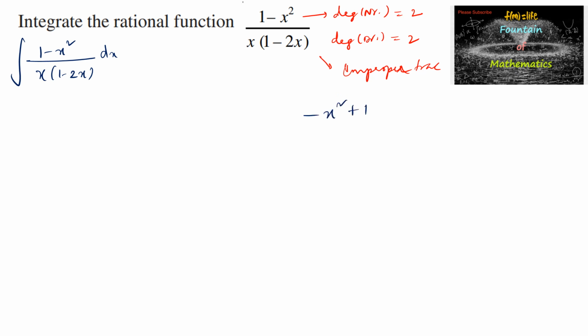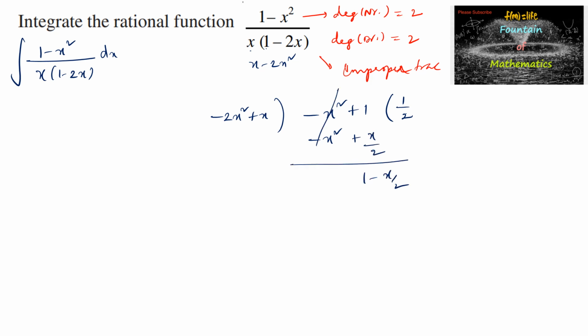Minus x square plus 1 divided by x into (1 minus 2x), so minus 2x square plus x. So we can write minus 2x square, 1 upon 2 times, so minus x square plus x into 1 by 2 is x upon 2, and then we can say 1 minus x upon 2 is the remainder. So we can write (1 minus x square) upon x times (1 minus 2x) is equal to 1 by 2 plus (1 minus x upon 2) divided by x times (1 minus 2x).